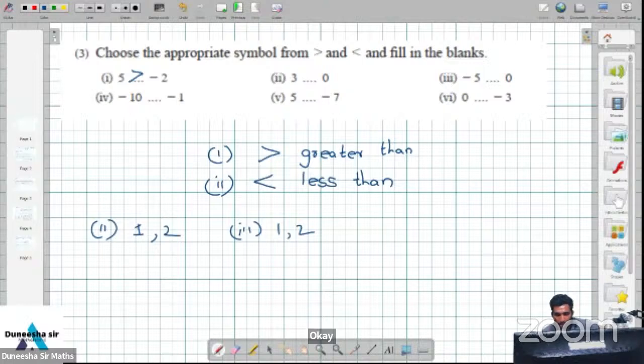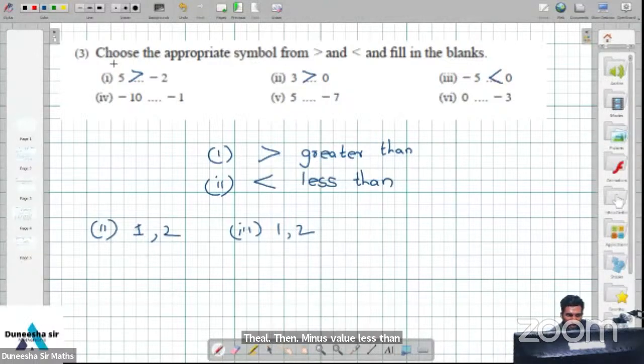Okay, I'm going to discuss it now. What is the second one again? What is the greater number, 3 or 0? 3. Then 3 is greater than 0. Next one, -5 or 0, which is greater? 0. Then -5 is less than 0.